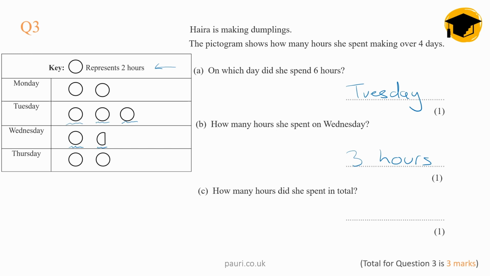And how many hours did she spend in total? I know Tuesday is 6 hours from part A. I know Wednesday is 3 hours from part B. Monday I can see I have 2 full circles. 2 hours plus 2 hours is 4 hours. And the same for Thursday. 2 hours plus 2 hours is 4 hours. Let's add these numbers up. 4 plus 6 is 10. Plus 3 is 13. Plus 4 is 17. So in total she spent 17 hours.